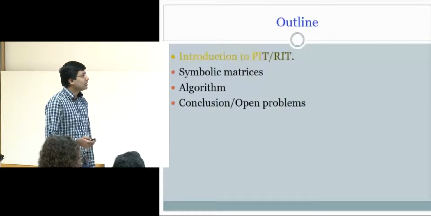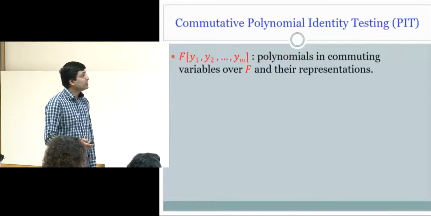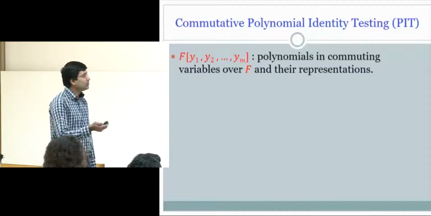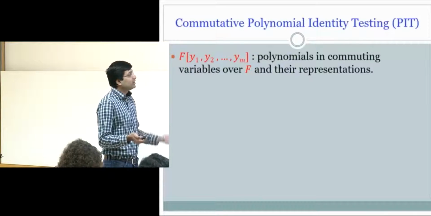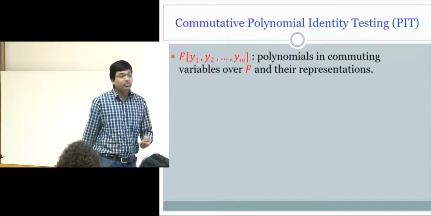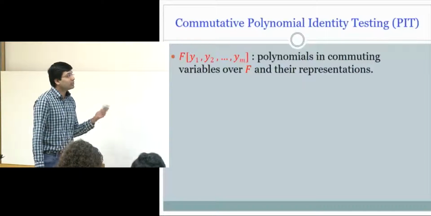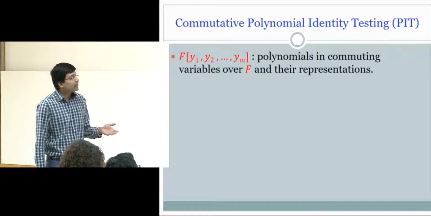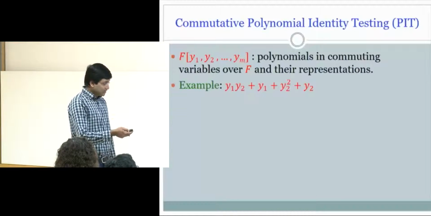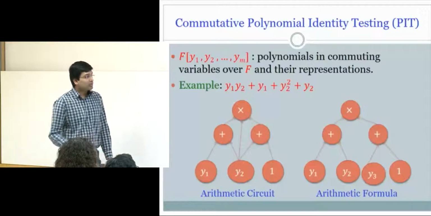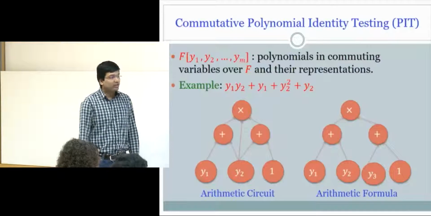Okay, so let's start with the PIT introduction. I'm sure all of you know the usual setting of commutative polynomial identity testing. Here, the objects of study are polynomials in commuting variables y1 to ym over a field F and their representations. By representations, I mean the polynomial can be represented either as an arithmetic circuit or arithmetic formula.